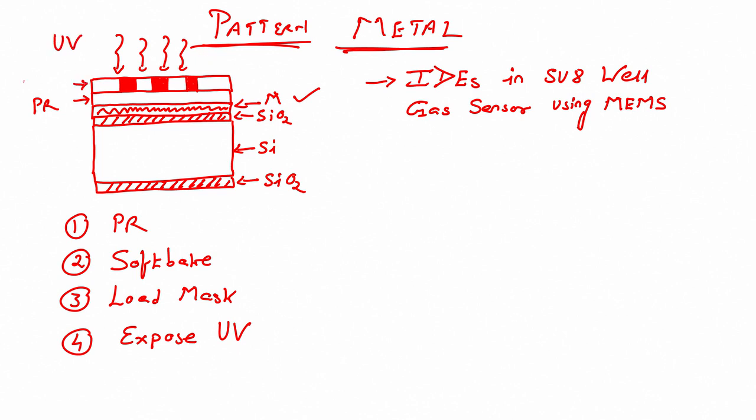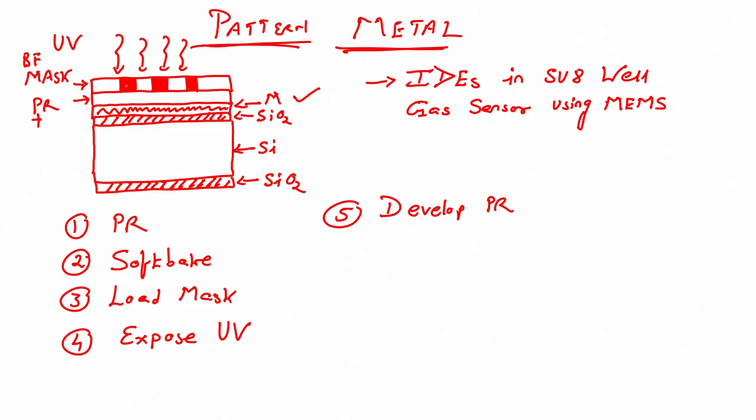This is your mask, correct. So, if I do this, what is the next step? The next step is I will unload the mask and develop my photoresist. Once I develop my photoresist, what will I have? Since this is a positive photoresist and my mask is a bright field mask, what will I have?